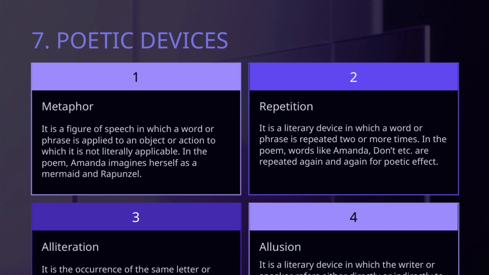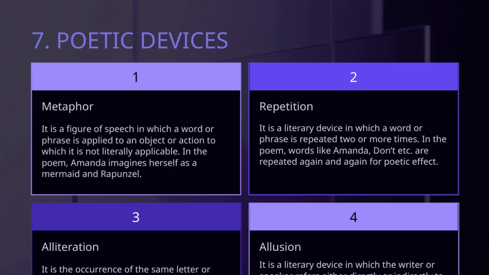Next, we have repetition. This is when a word or phrase is repeated 2 or more times. Repetition is often used for emphasis or to create a musical quality in the poem. In the poem, you'll notice words like Amanda or words like don't are repeated multiple times. This repetition helps reinforce the message or emotion the poet wants to convey.